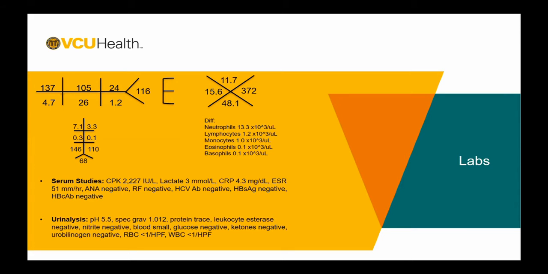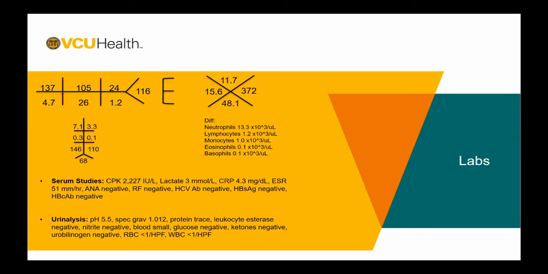Some serum studies to note included a CPK of 2,227 international units per liter, a lactate of 3, a CRP of 4.3 milligrams per deciliter, an ESR of 51 millimeters per hour. Her ANA was negative, a rheumatoid factor was negative, and her hepatitis C virus antibody and hepatitis B surface antigen and hepatitis B core antibody were also negative.